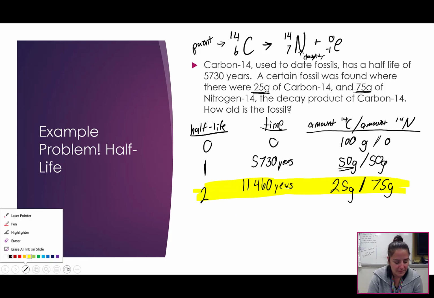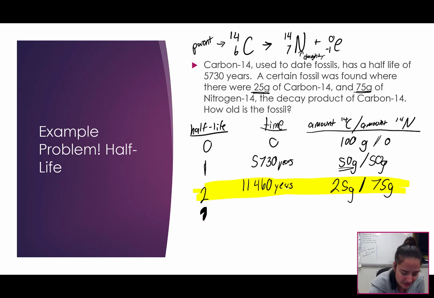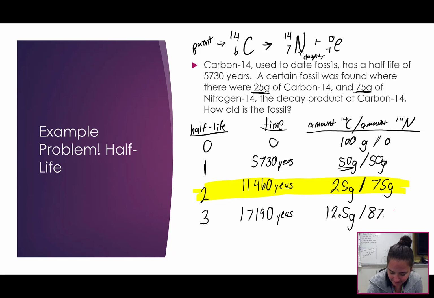And then just for fun, so you can see how this would work, if we went on to 3 half-lives, we would add another 5,730 years, and we would be down to 25 divided by 2, which is 12.5, which would get added to this one. And we could keep on going, so on and so on. So that's half-life and how we use radioisotopes to date all of the things in our world. Okay, cool?